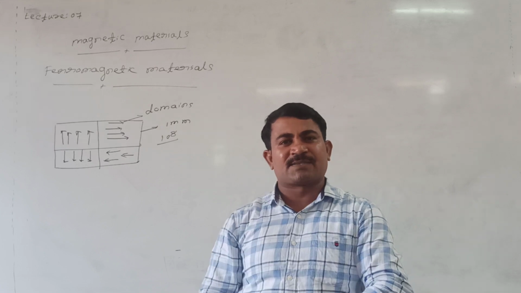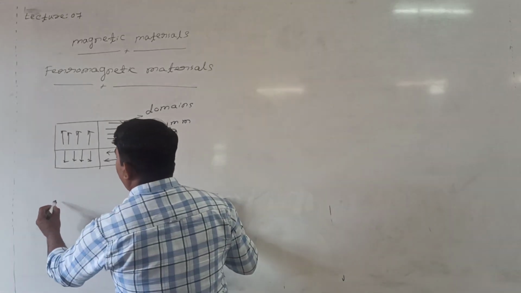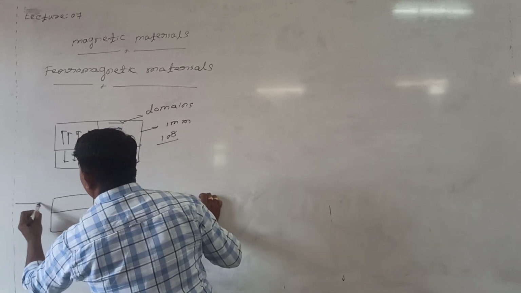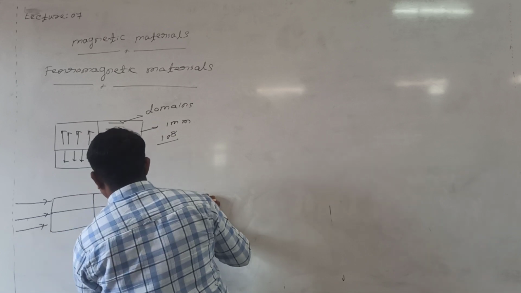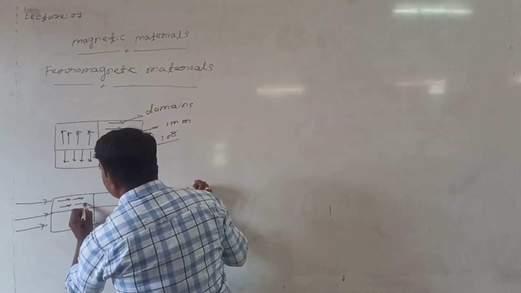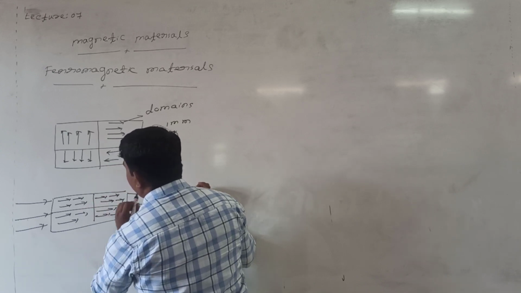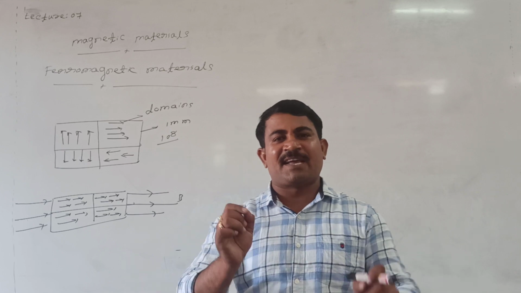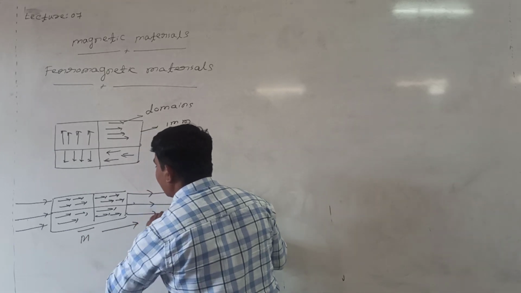When an external magnetic field is applied, all domains align along the direction of the applied magnetic field. So how does it actually happen? This one I can call the external magnetic field. When the external magnetic field is applied, all the domains try to align, and perfectly align along the direction of the applied magnetic field. They perfectly align, meaning they get strongly magnetized along the direction of the applied magnetic field.